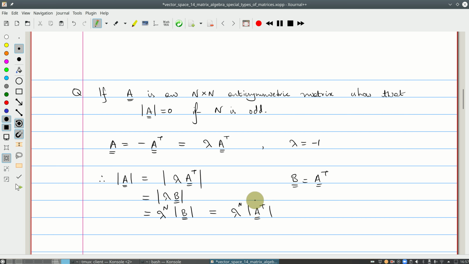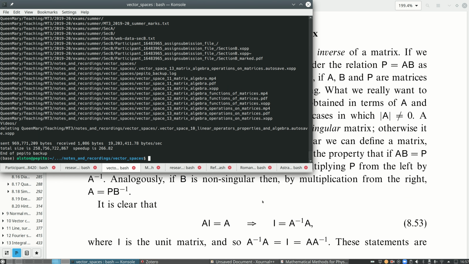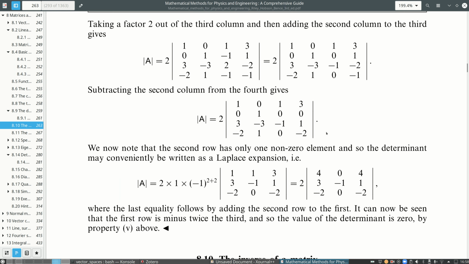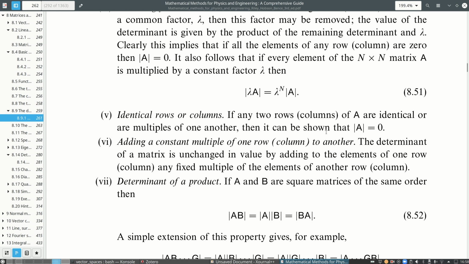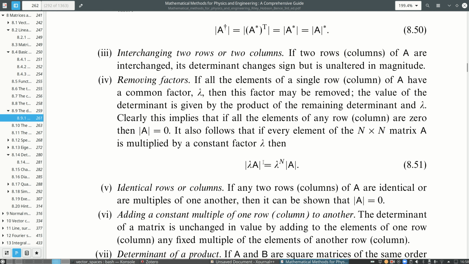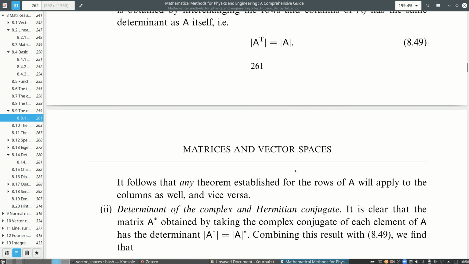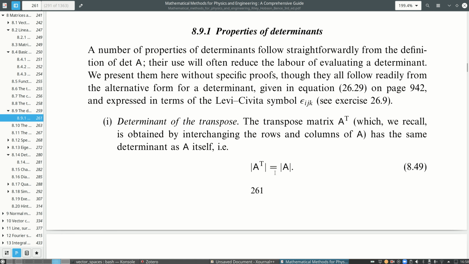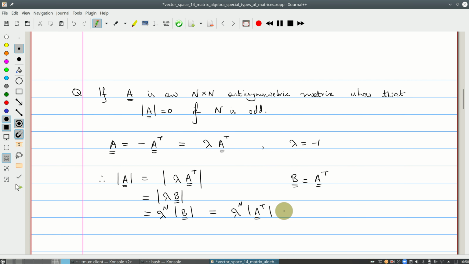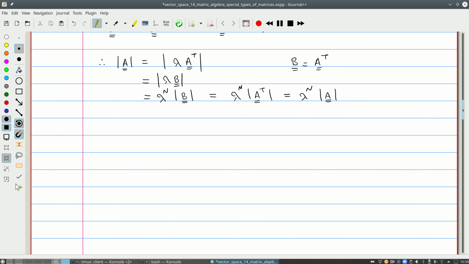Now these properties of determinants, by the way, you'll find listed in Riley, Hobson and Bence. Let's see if we can find it quickly. Here we are, 8.51, which says the determinant of lambda A is equal to lambda to the n times the determinant of A. And the other property we are using is that the determinant of A transpose is equal to the determinant of A, which means this itself is equal to lambda to the power of n times the determinant of A. Now what is lambda? Lambda is -1. So finally we get (-1) to the n times the determinant of A.